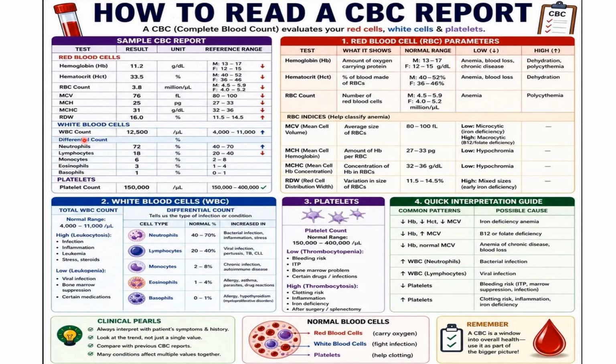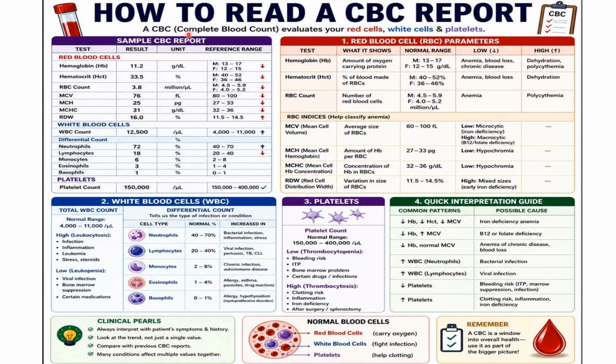Next, let's examine the differential count. Neutrophils value is 72, which is high. Okay, that is 40 to 70 is the normal value. Then lymphocytes value is 18, which is below the normal range. Normal range is 20 to 40. So here neutrophils are high whereas these lymphocytes are low. So if there is an increase in neutrophils, it may be a bacterial infection. And if there is an increase in lymphocytes, it is indicative of a viral infection.